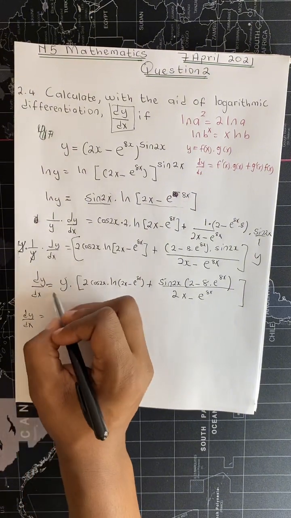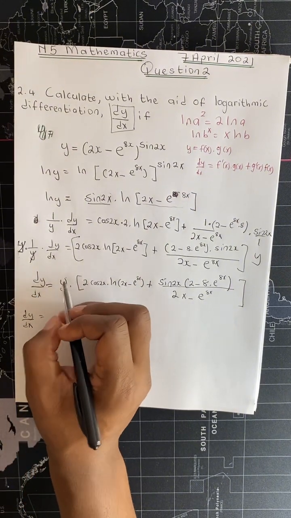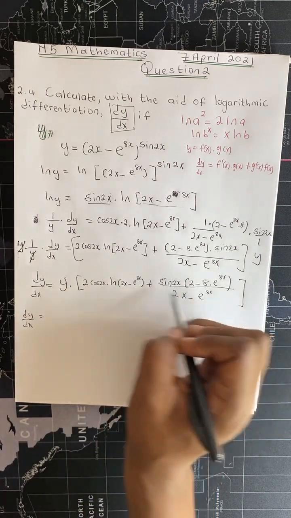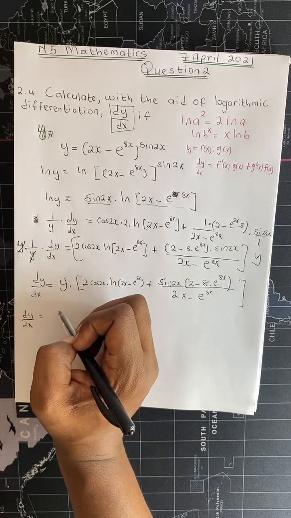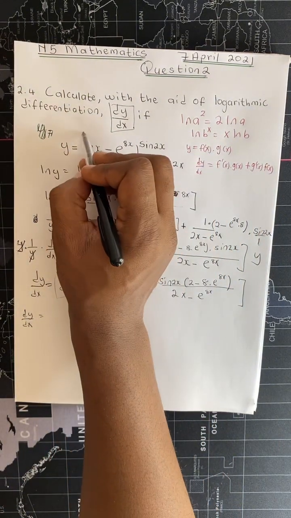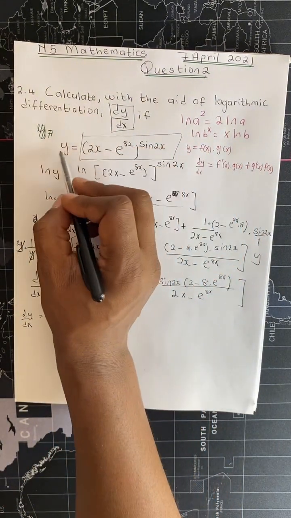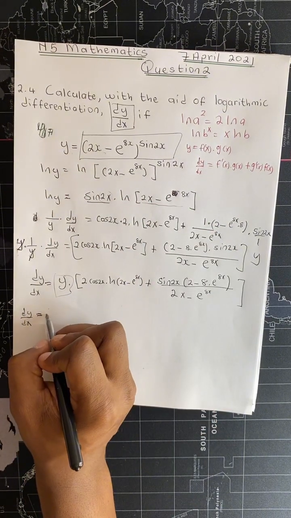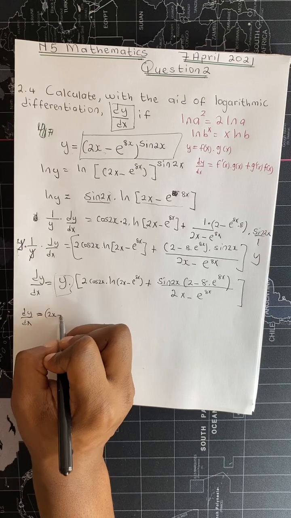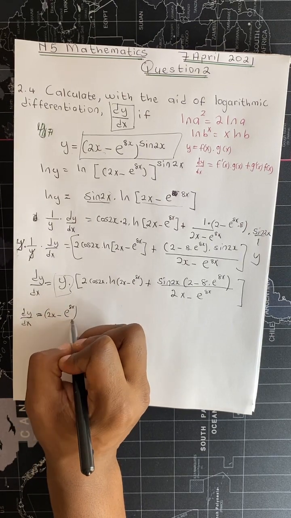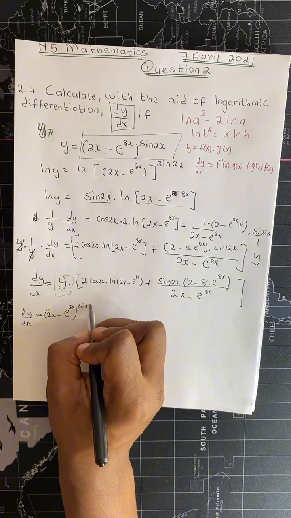We are not supposed to have this y, so in the place of this y, our dy over dx must be only in the form of x. So we are not differentiating implicitly. We have to substitute the expression that is equal to y, so we substitute 2x minus e to the power 8x raised to the power sin 2x.